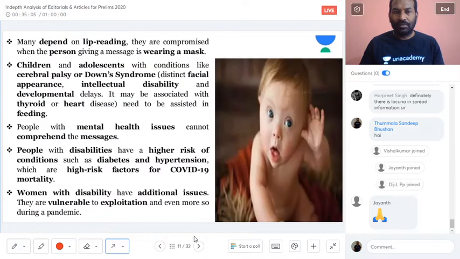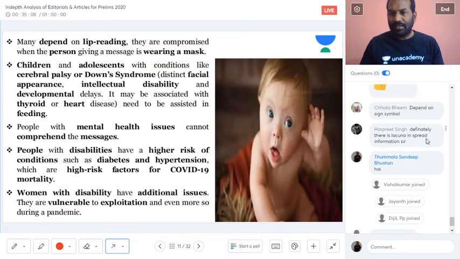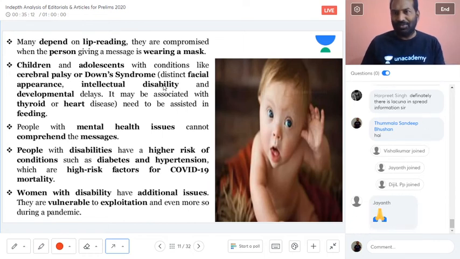And now we go to the next one. Definitely there is a lacuna in spread of information. Yes, depend upon the signing symbol. Yes, definitely. That is what we are going ahead.